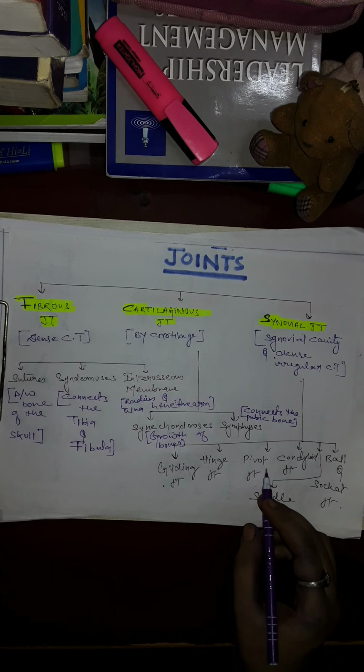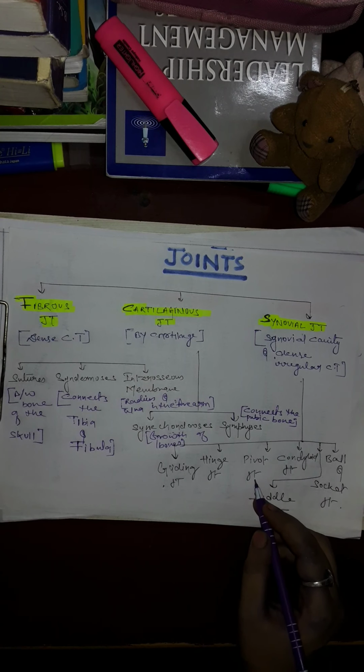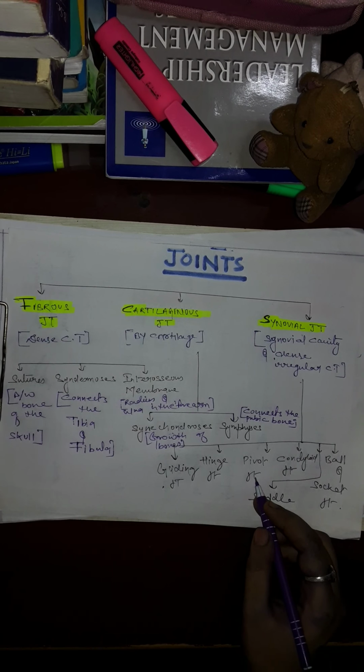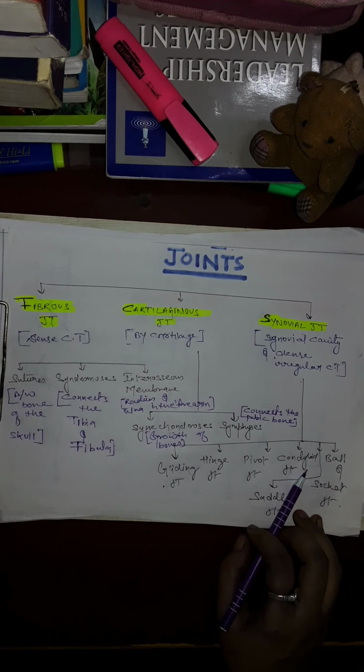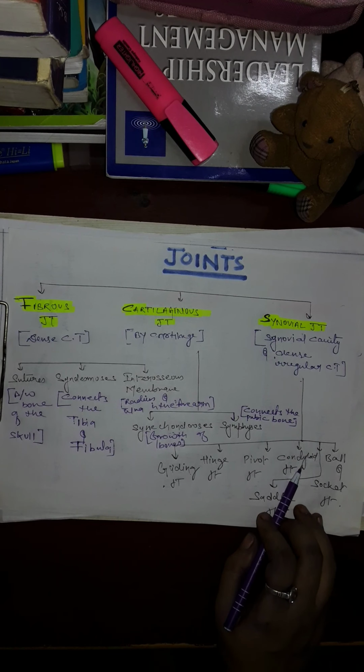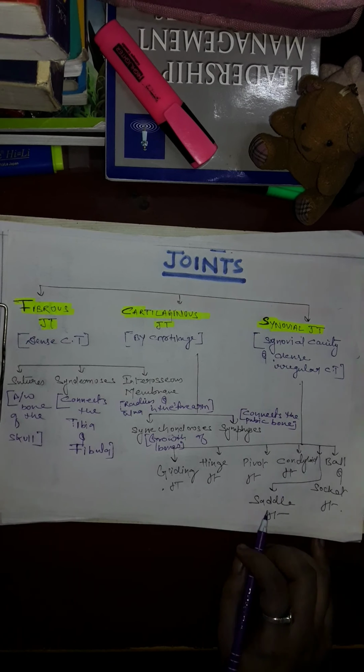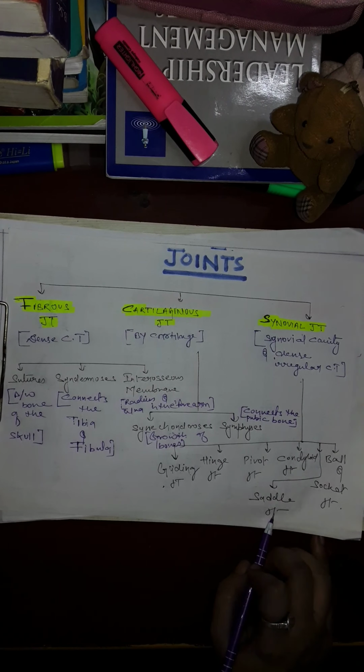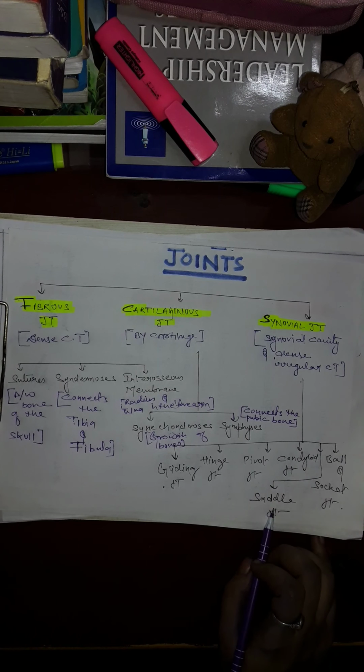The example of the pivot joint is the head. The head rotates with the help of pivot joint. The next one is condyloid joint. The example of condyloid joint is mandible and temporal bones. The next one is saddle joint. The example of the saddle joint is the joint of the thumb.